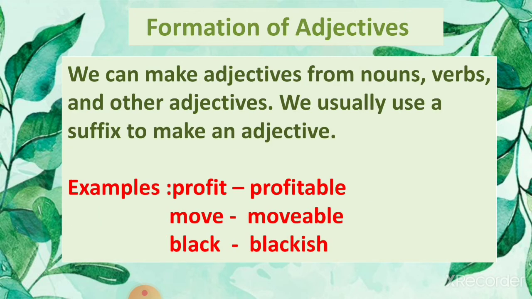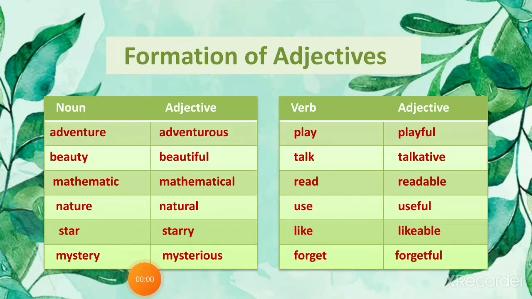Formation of adjectives. Adjectives can be formed from nouns, verbs and other adjectives. We usually use a suffix to make an adjective. For example, profit, profitable; move, movable; black, blackish. Let us see some more examples. Nouns are formed into adjectives by using suffixes. Nouns like adventure, beauty, mathematics, nature, star, mystery are converted into adventurous, beautiful, mathematical, natural, starry, and mysterious.